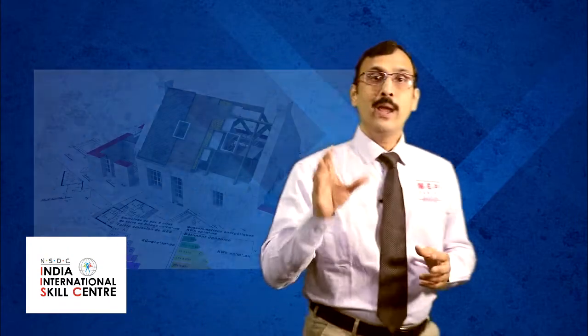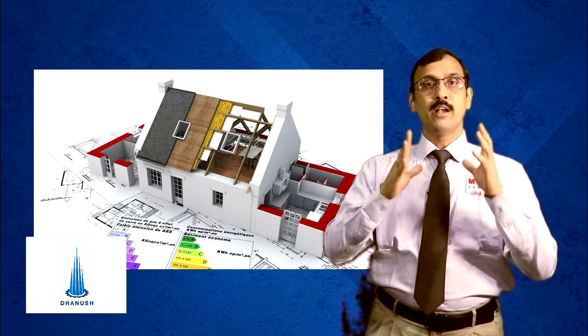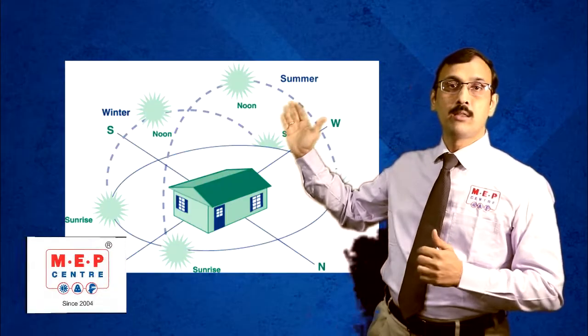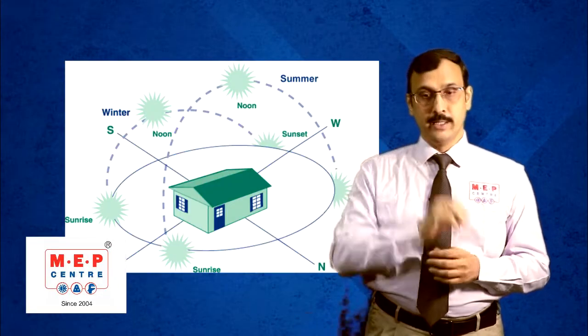Now we talk about load calculations. Why do we need load calculations? It is used for selection of equipment based on the estimated heat load. How do we calculate heat load? We do a survey of the building. What is a survey of the building? We try to understand the orientation of the building, like north, east, west, south, how the building is oriented.